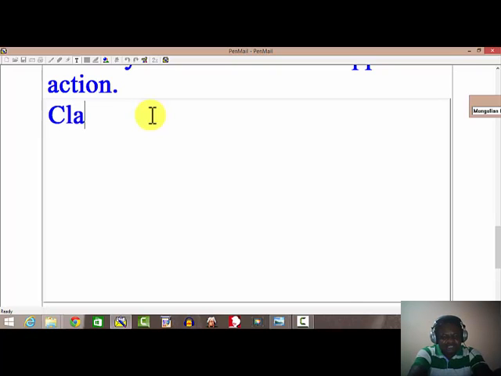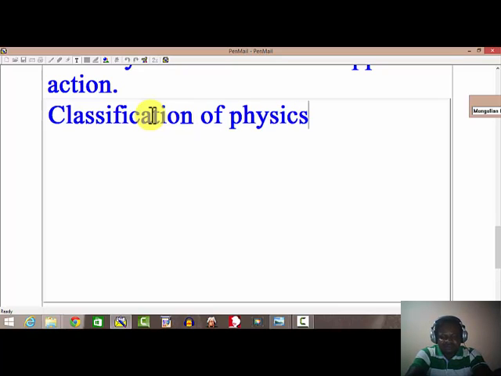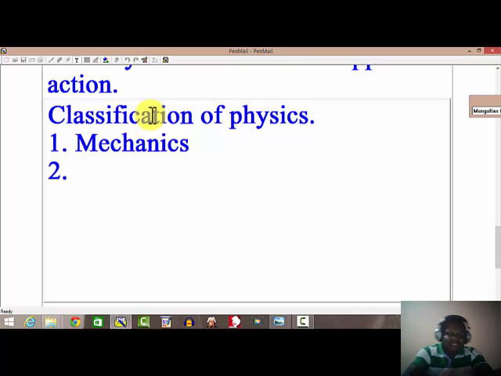Okay, let me just write it. Classification of physics. These are the ones that I can remember. Mechanics, as in things moving, like all these examples I gave about a car or airplane moving or the sole of your feet wearing out. It's all under mechanics. Things moving. That's simply the definition of mechanics.